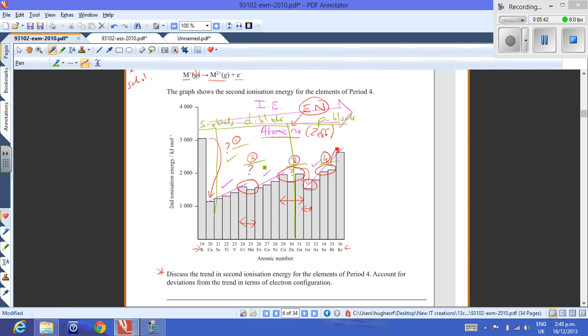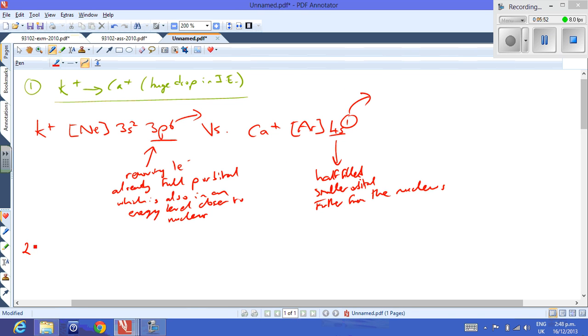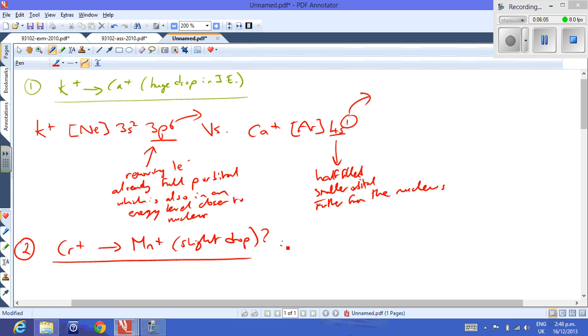The next anomaly we want to take a look at is the one when you compare chromium and manganese. So the trend drops, and why is that? So let's take a look at the second one. The second situation we're going to look at here is from chromium plus to manganese. There's a slight drop, and we want to explain this anomaly. Why is there that slight drop? So again, electron configurations, you need to do them correctly, otherwise you won't get the right explanation.